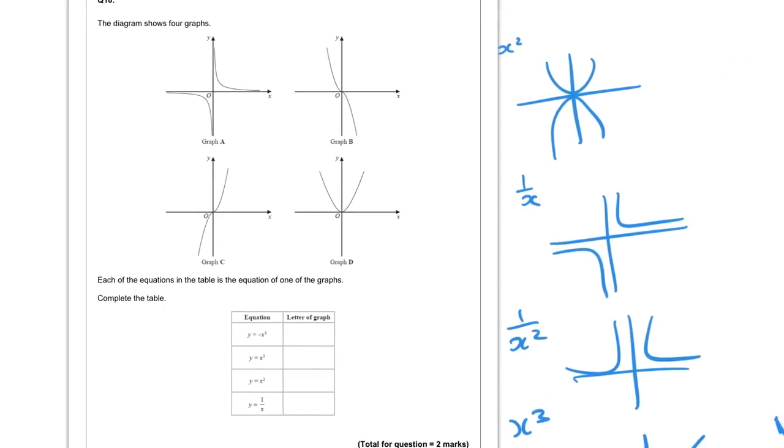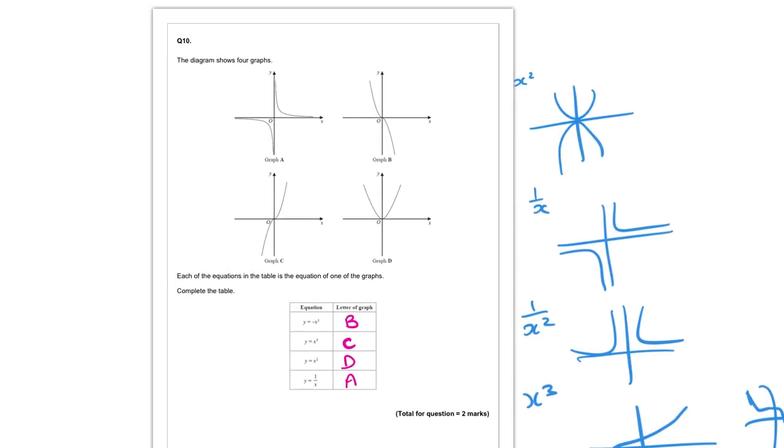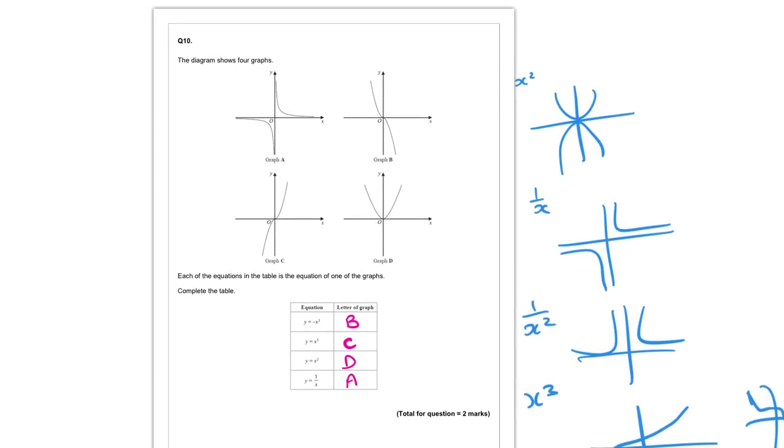However, positive x cubed is C, negative x cubed is B, and then the x squared we know is D, and 1 over x is A, okay? And actually, some of these questions are nice. You can take a guess if you really want to. Don't ever leave that blank. If you don't write anything, you don't get any marks. If you write something, you have a chance of getting a mark.